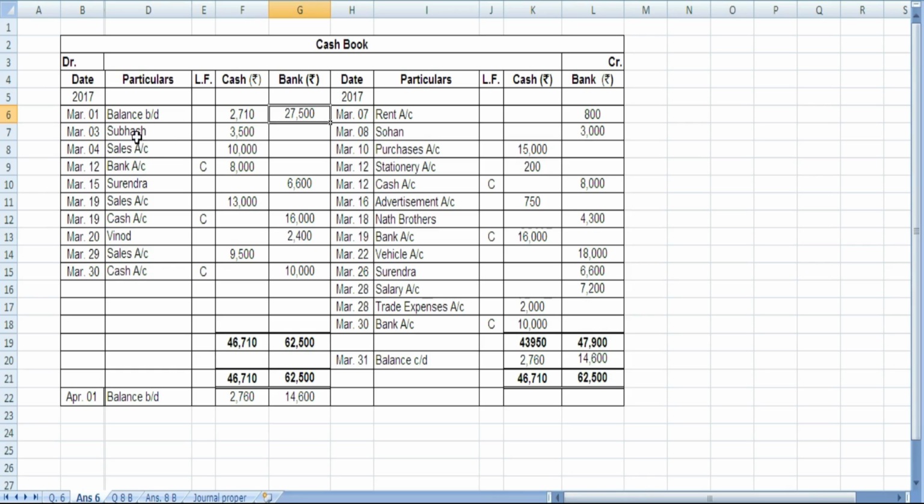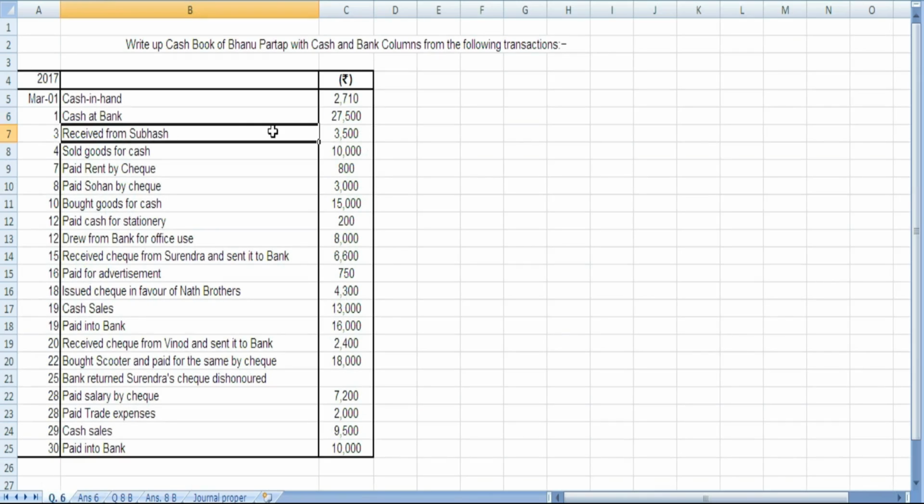27,500. Now you must be noticing that I have not written to, neither I have written by. So in the new way of doing accounting, they ignore it. The only thing that matters is it should be correctly debited and correctly credited. To and by doesn't matter. Okay, so here we have written the opening balance, then received from Subash 3,500.